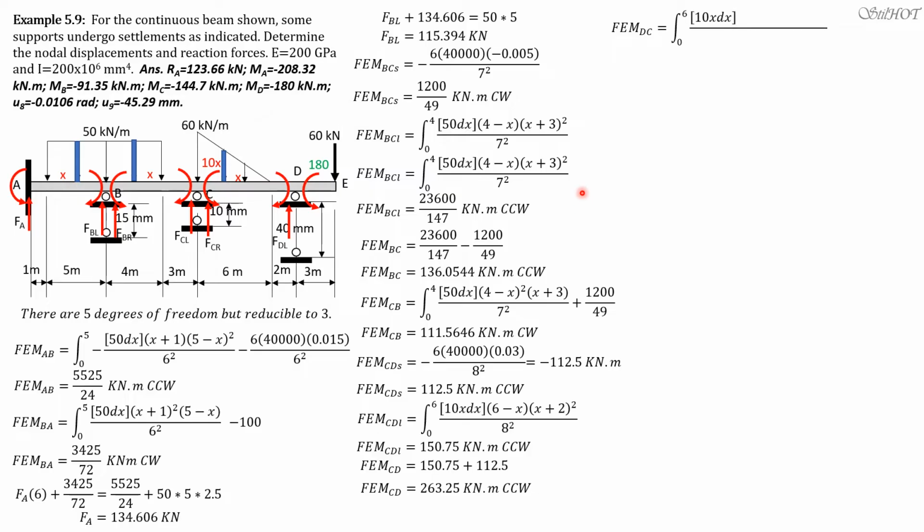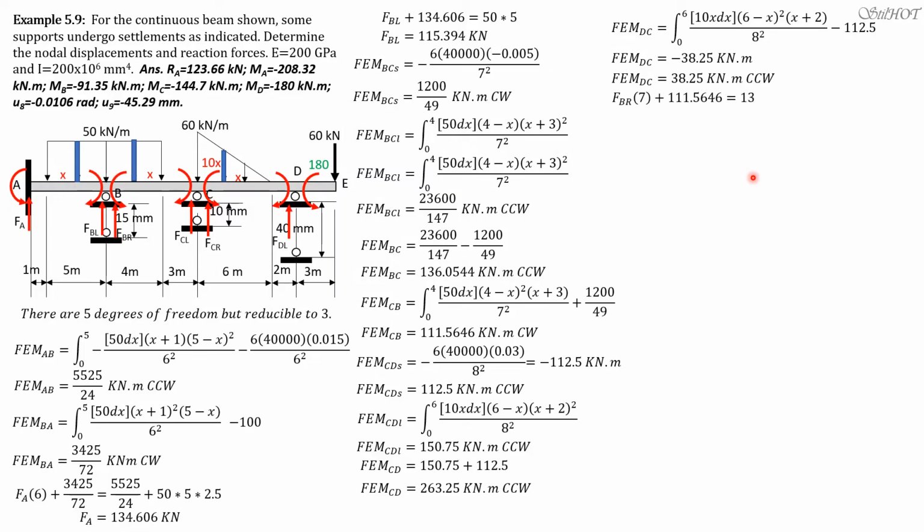Then fixed moment DC is equal to the same integral. Because we expect clockwise moment here, and this fixed moment due to sideway or settlement is counterclockwise, we subtract it because this is clockwise expected. So the result is negative 38. Meaning to say it is not clockwise, it is counterclockwise. So we just put negative 38.25 there, and let's assume that this is true. So therefore, fixed moment DC is 38.25 counterclockwise.